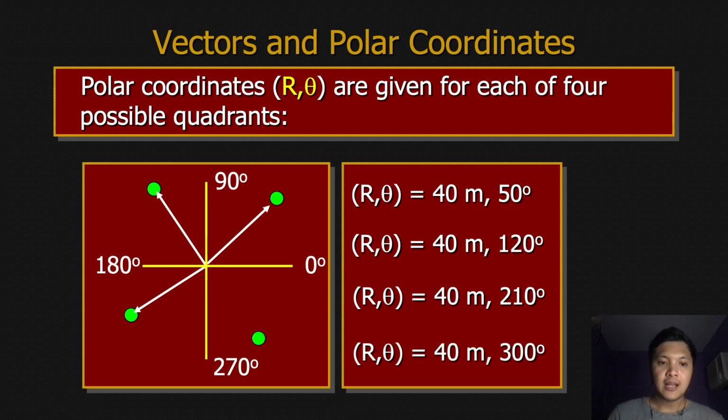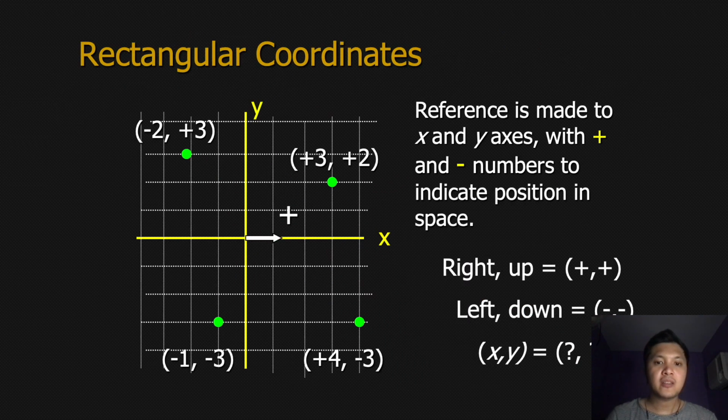And then lastly, this is 40 meters 300 degrees. So again, if we measure the angle from the positive x-axis. Now another way to present vectors is through rectangular coordinates, in which the reference is made to x and y axis with positive and negative numbers to indicate the position in space.